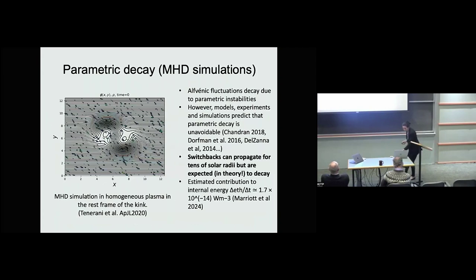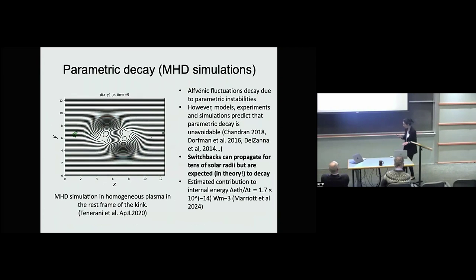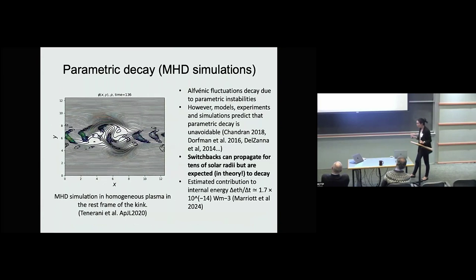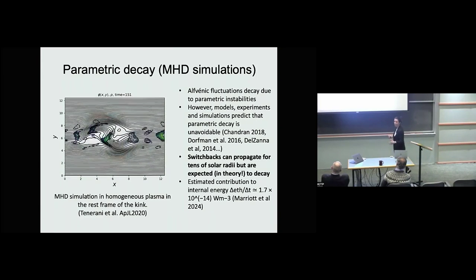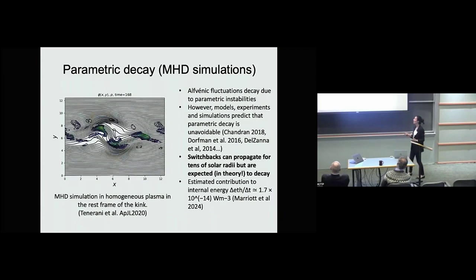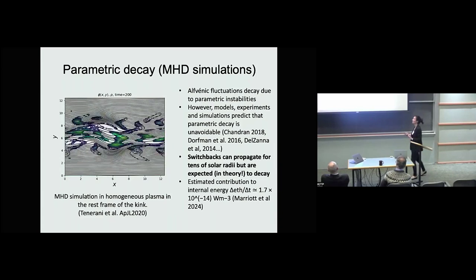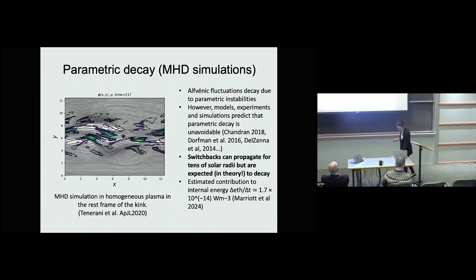Okay. So this movie here shows the result of one simulation, and this is a homogeneous MHD simulation. The black lines represent the magnetic field lines, and the colors represent density fluctuations. And so you can see that this kink that we have modeled here is quite stable. It can persist for a couple hundred Kelvin times, but sooner or later it gets disrupted by resonating with these density fluctuations. And this process is the parametric decay.